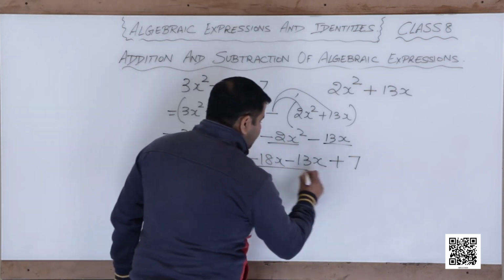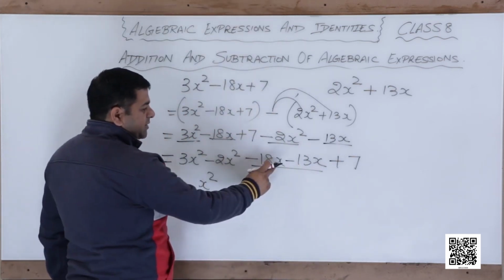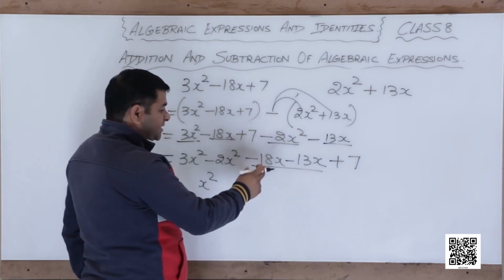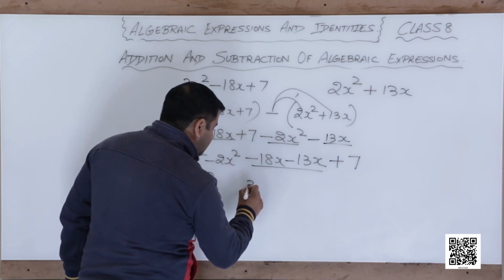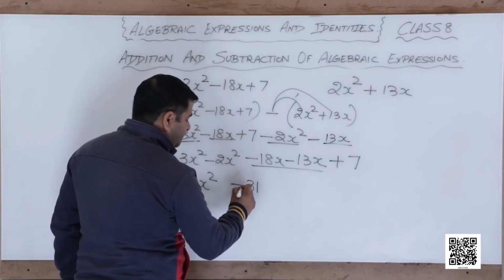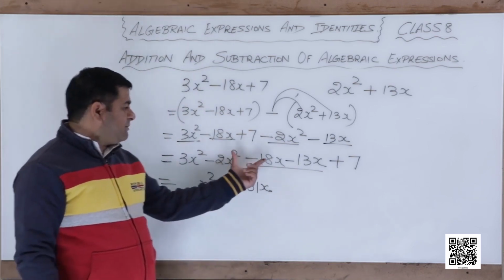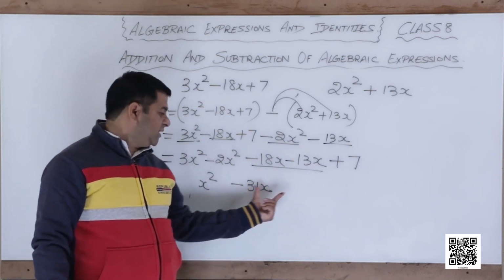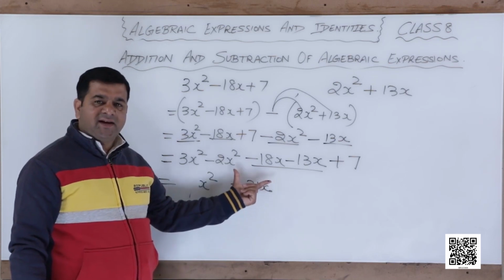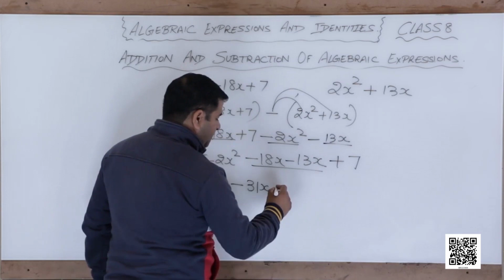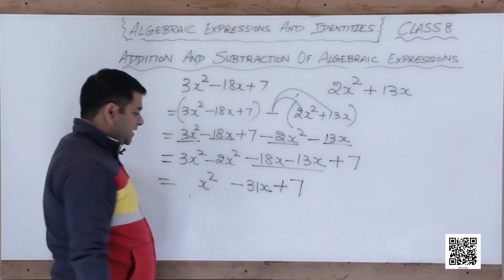Next, these are two like terms with the same variable x and x. So, minus into minus is plus. 18 plus 13 is 31 with the sign minus and the variable x. We can say minus 18x minus 13x gives us minus 31x. And the next one is plus 7. There is no like term, so we write it as it is.